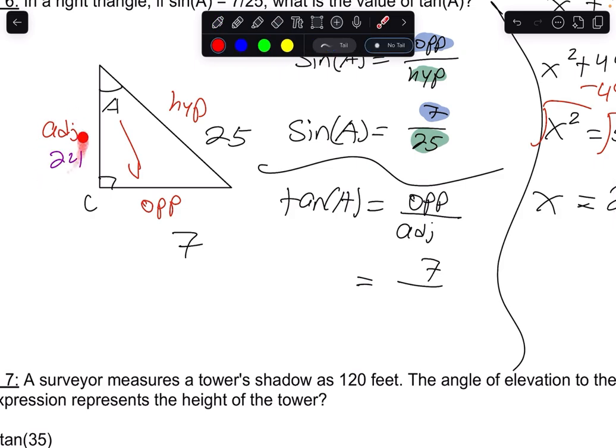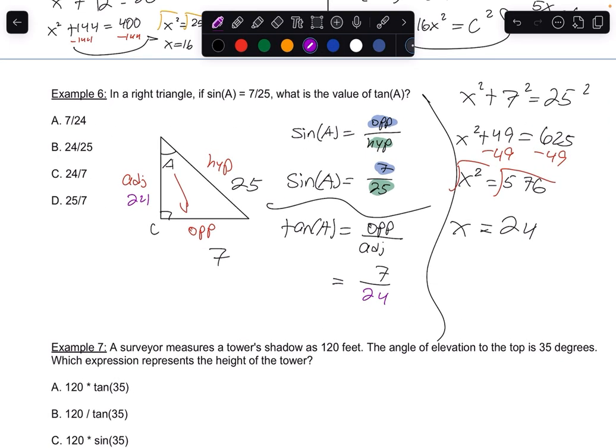Therefore, your adjacent side is 24. So what is the tangent of A? The tangent of A is the opposite, 7, over the adjacent, 24. Same idea between number 7 and 8. So especially if you haven't tried it already, take a second. Draw a triangle, label your sides, see what you can do.